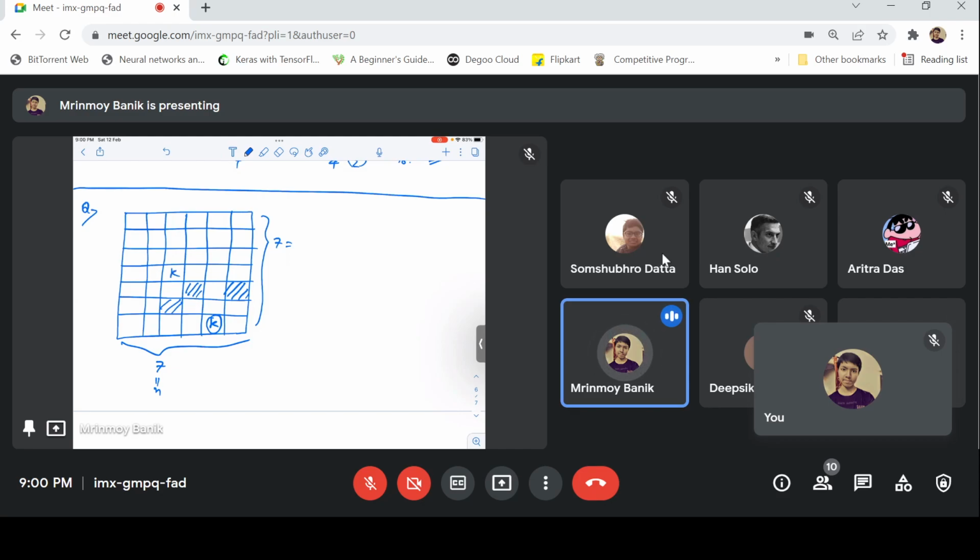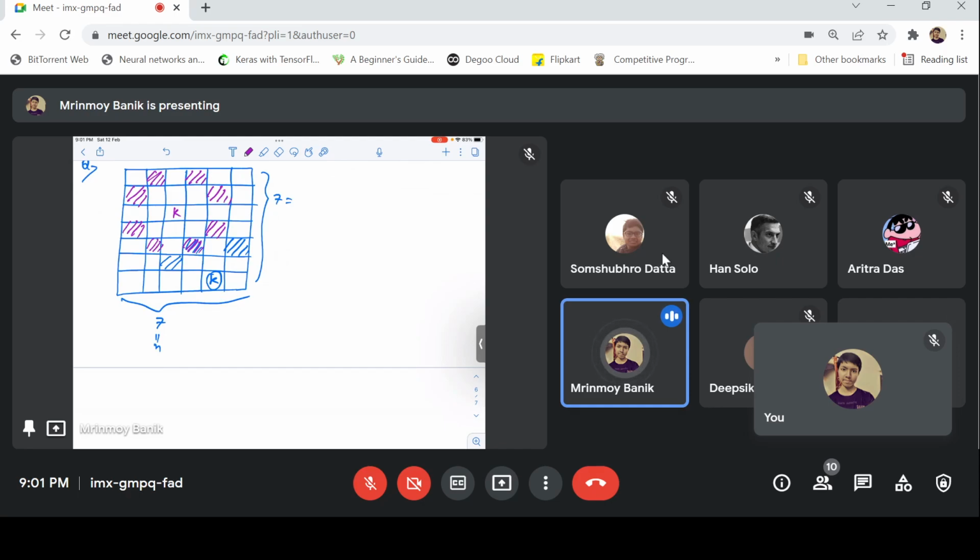So had it been sitting here at the center, the knight would have moved to all the 8 squares. So one, two, three, four, five, six, seven, eight. So those are the legal moves of a knight, as we all know. So now the task is, given any cell, given a starting square of the knight, you have to find the expected number of jumps for the knight to return to the same cell.